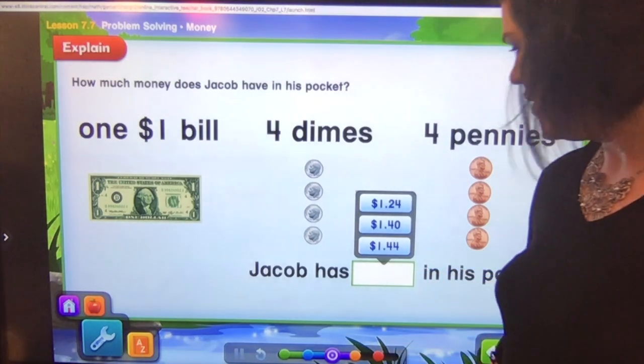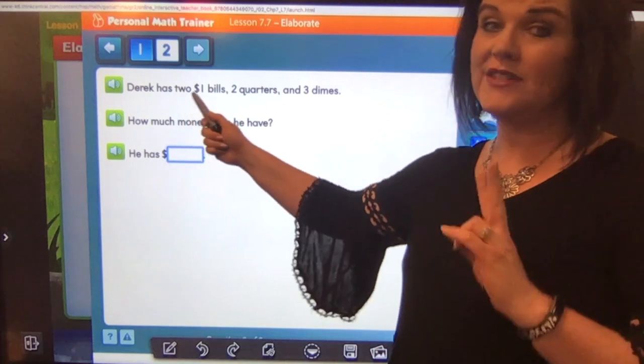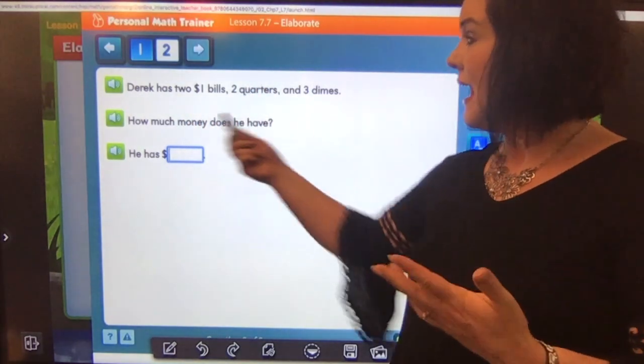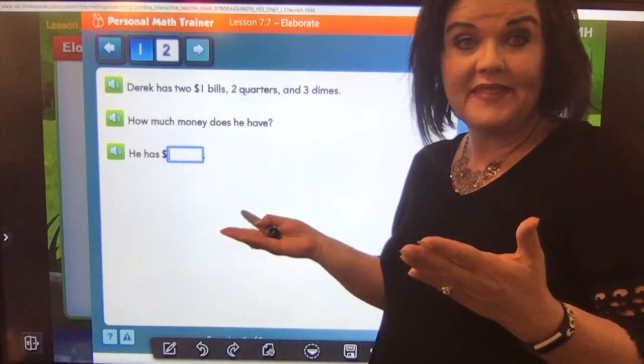So the answer would be $1.44. In this story problem, Derek has 2 $1 bills, 2 quarters, and 3 dimes. We have to find out how much money does he have. Let's go ahead and do it.